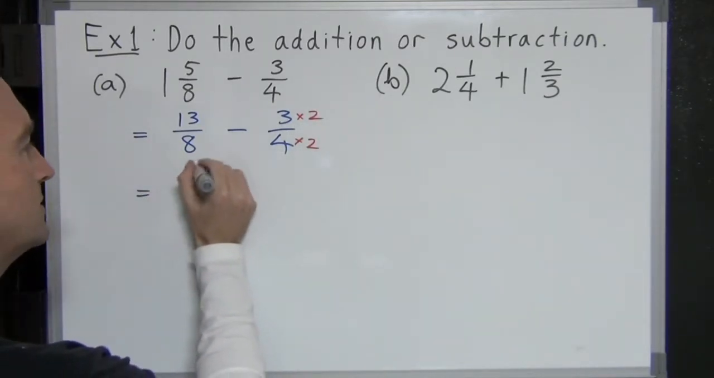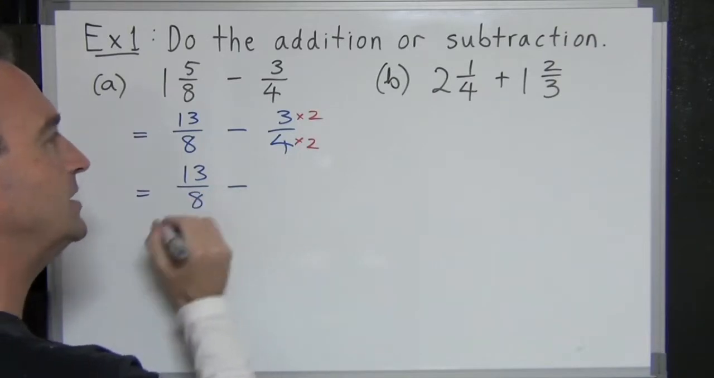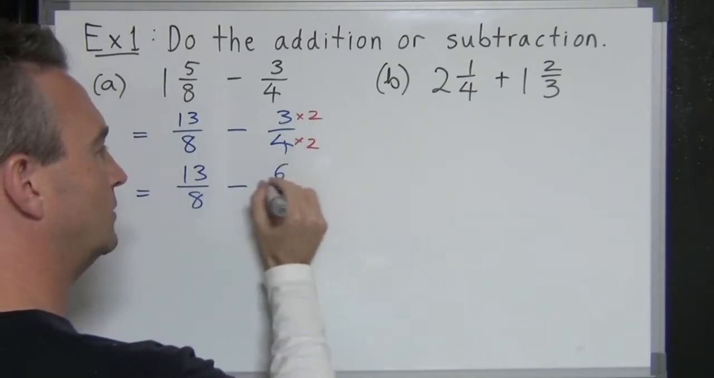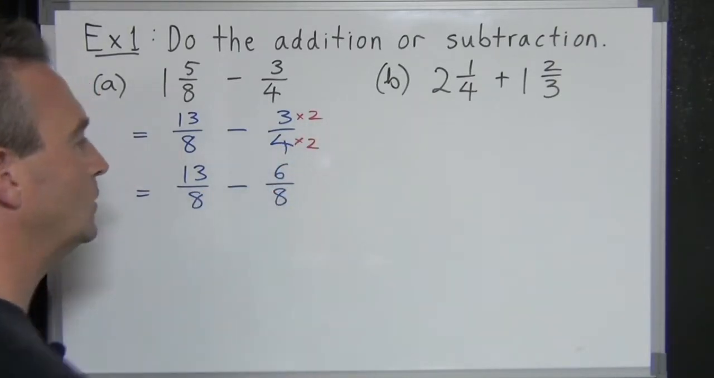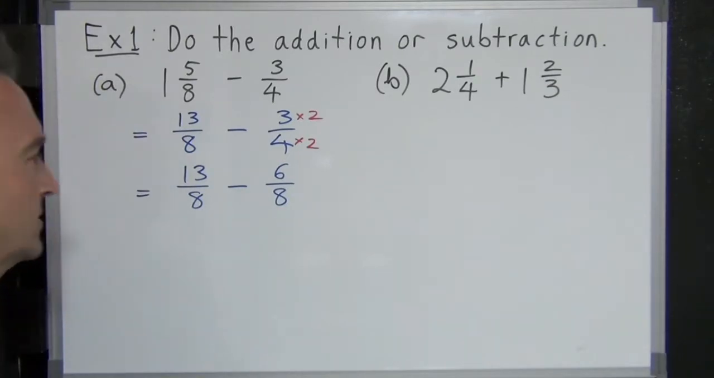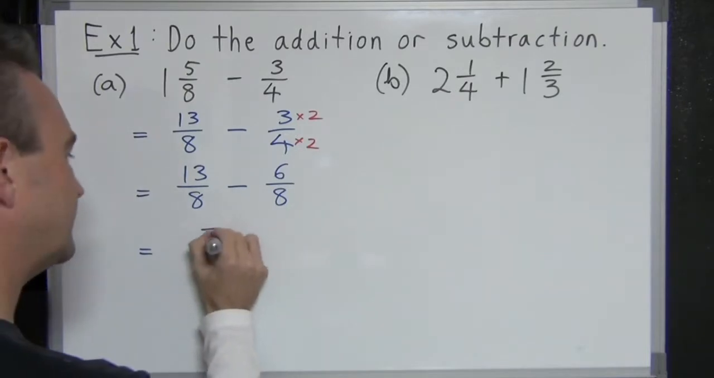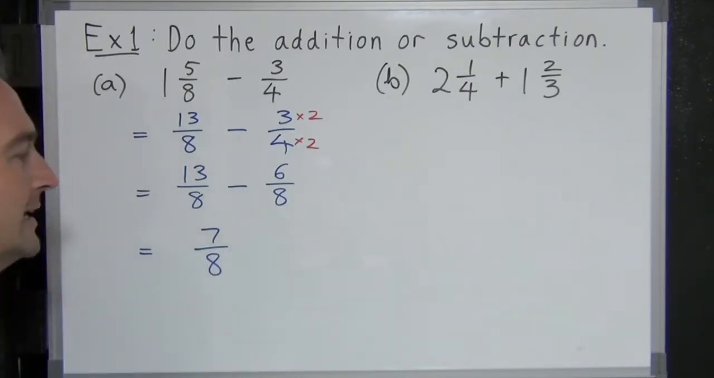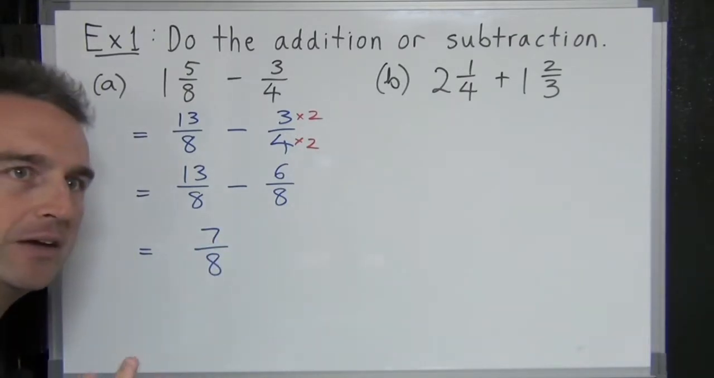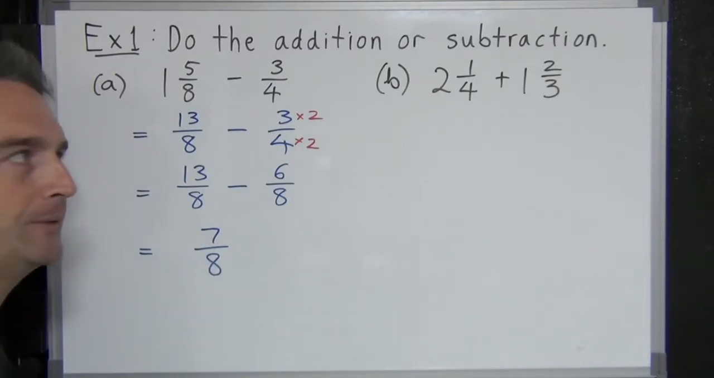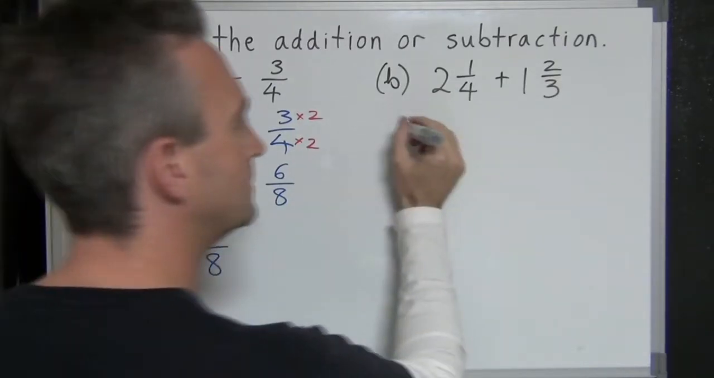which now becomes 13 over 8 minus 3 twos are 6 over 4 twos are 8. We now have our common denominator. So let's just do this subtraction. 13 minus 6 is 7 over 8. Final answer, 7 over 8. And we have a proper fraction again, don't we? Moving on to the next one.